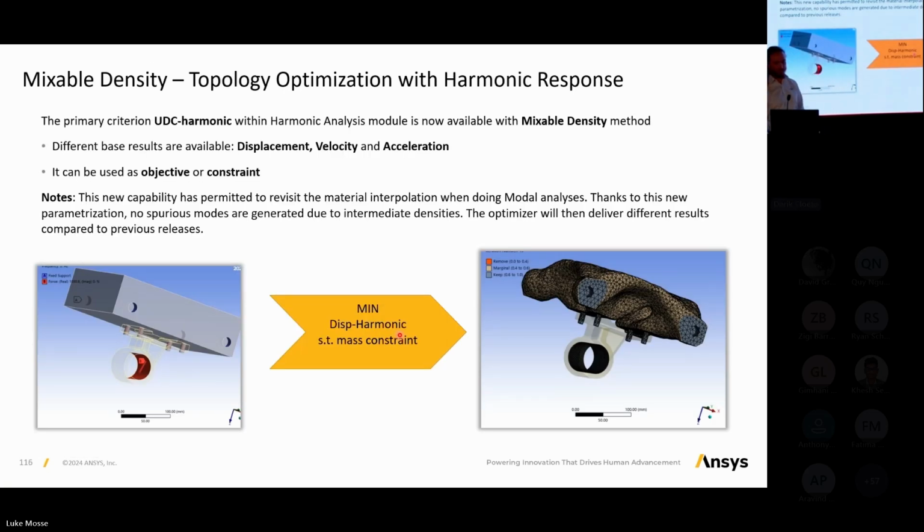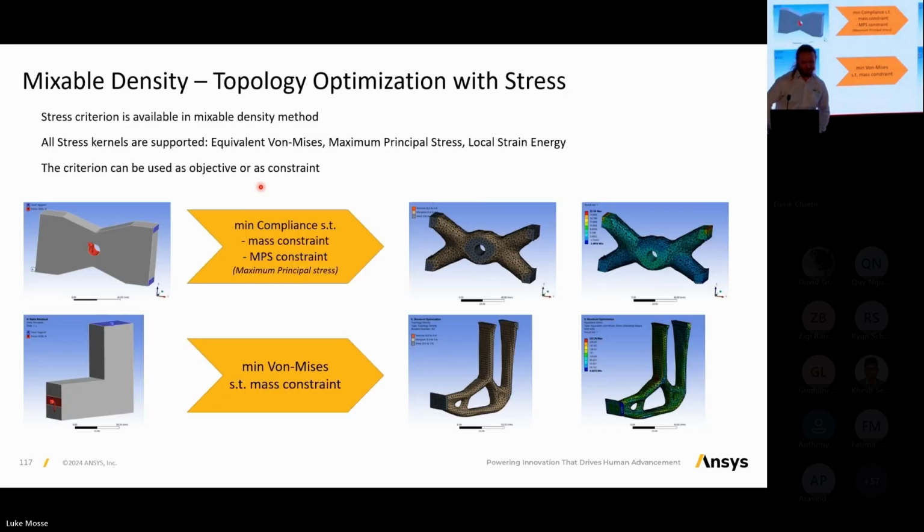The density method for optimization was the default. So there's some enhancements to that to make it the mixable density method that allows it to be combined with other topology optimization methods. That's why it's called mixable. So we can have results based on displacement, velocity, and acceleration, as well as stress, as you'll see, and then they can be used as objectives or constraints with this mixable density topology optimization approach. So stress criteria is now supported.